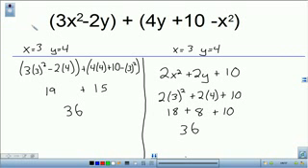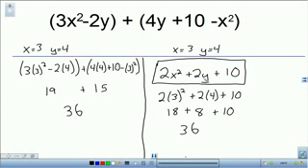If I used x is 3 and y is 4, this is the equation we came up with after simplifying it. It was 2x squared plus 2y plus 10. When I plug in a 3 for x and a 4 for y, I get 9 times 2 is 18. 2 times 4 is 8, and plus 10. 18 plus 8 plus 10 is 36 when I plug in a 3 for x and a 4 for y.